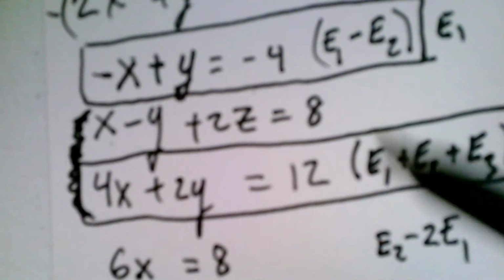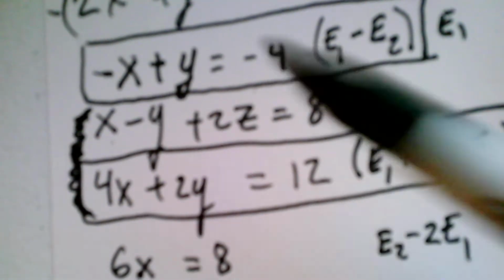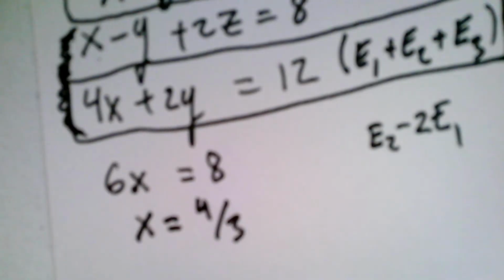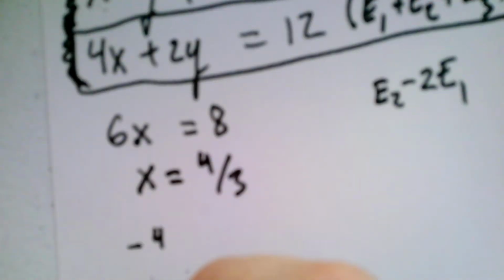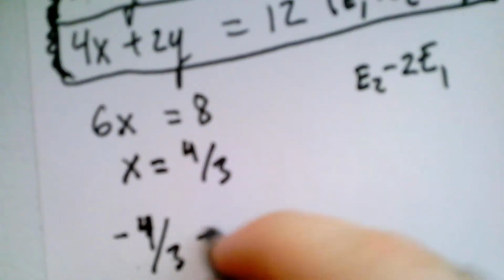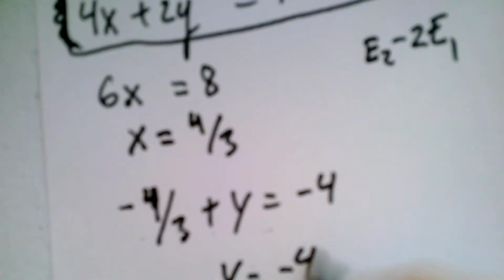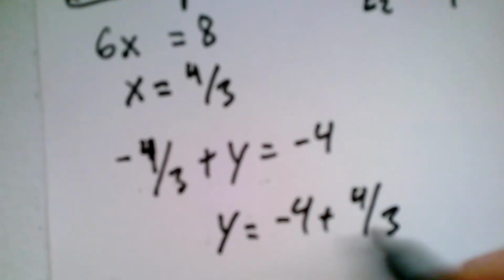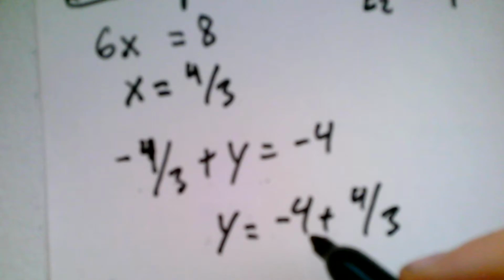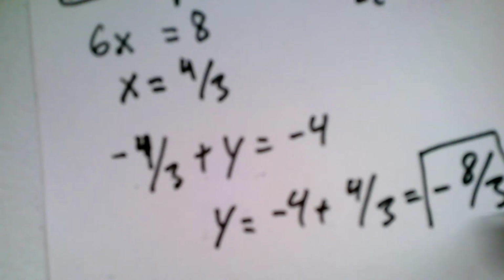And now I plug this into my previous equation. I can pick any of these equations that have just an x and a y, and that'll let me solve for y. I'm going to pick this one. So I get negative 4/3, that's x plus y equals negative 4. So that means that y equals negative 4 plus 4/3. This is negative 12/3 plus 4/3, which is the same as negative 8/3. This is my y value.